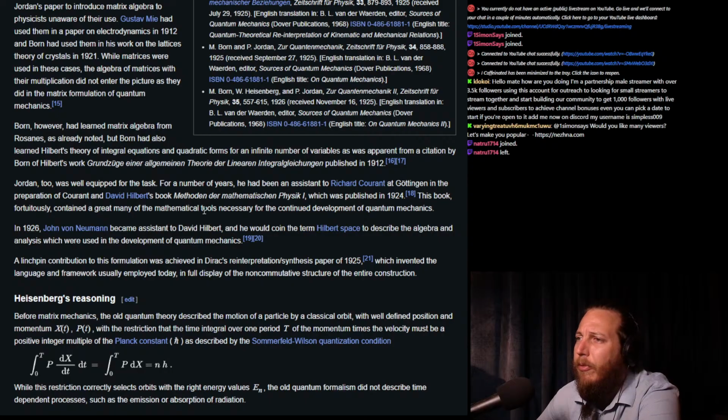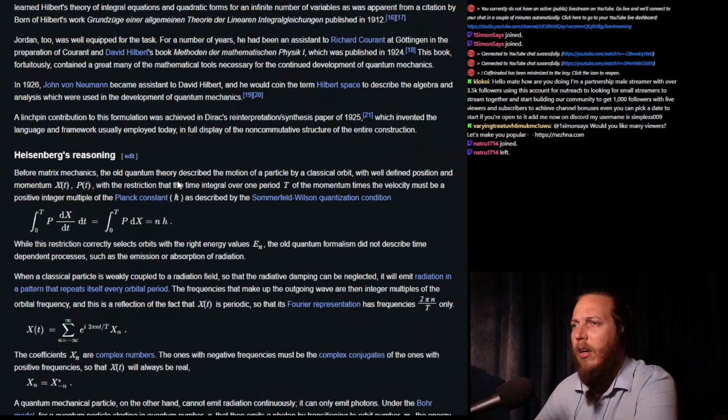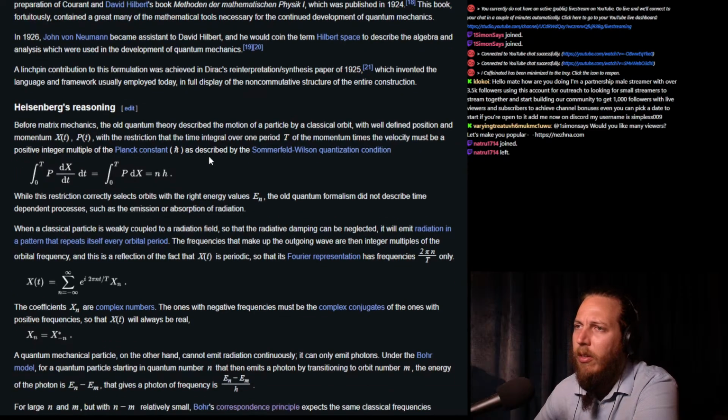Jordan, too, was well equipped for the task. For a number of years, he'd been an assistant to Richard Courant. Okay, background. John von Neumann became assistant to David Hilbert. He would coin the term Hilbert space to describe the algebra and analysis which were used in the development of quantum mechanics. A linchpin contribution to this formulation was achieved in Dirac's reinterpretation synthesis paper in 1925, which invented the language and framework usually employed today, in full display of the non-commutative structure of the entire construction.